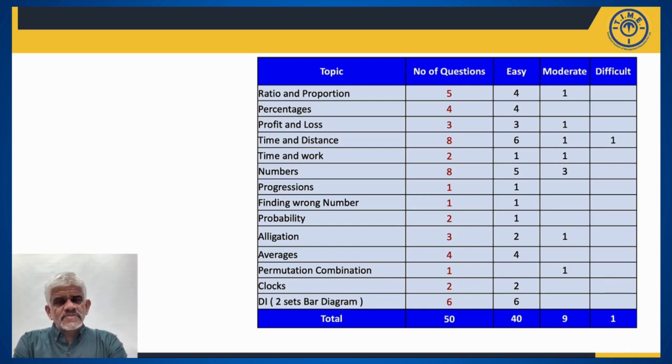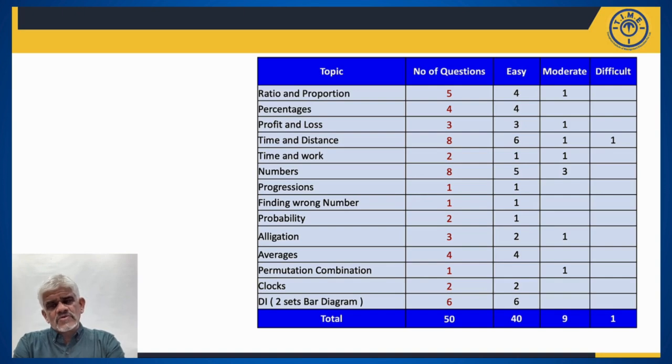For the rest of the topics, there was no element of surprise. There were 2 sets of DI, as you can see in the last row, and those 2 sets were distributed over 3 questions each, and both sets were bar diagrams. Clocks had 2 questions. Permutation combination had 1 question. Averages and allegation had 4 and 3 questions, and so on.